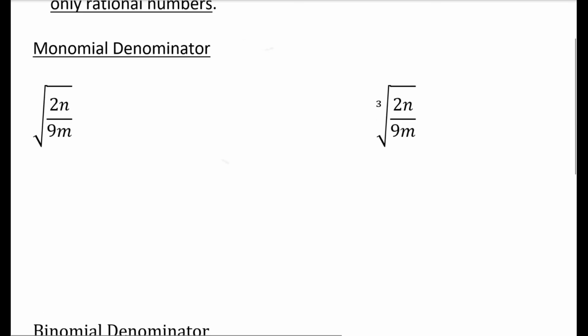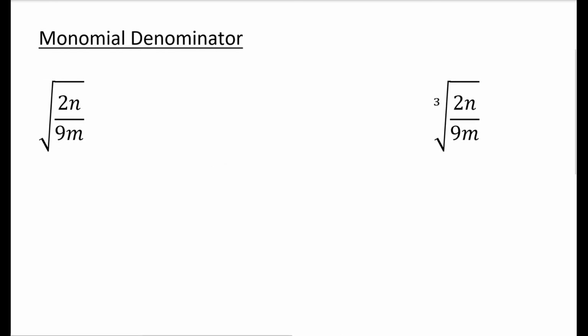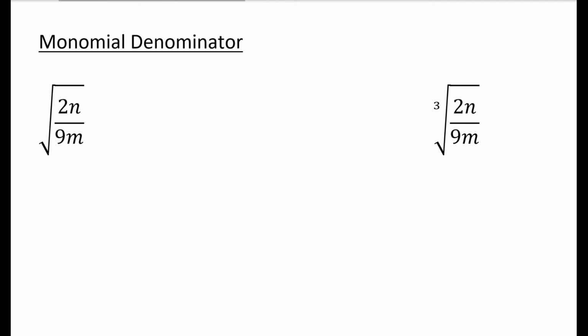So for the monomial denominator, I'll give you a couple examples here. Notice that the index here is an invisible 2, so I'm going to use the quotient property that I mentioned earlier and split this up into two radicals like this. And I don't have to write the 2 there anymore. So we have the square root of 2n and then the square root of 9m. You may recall that this is one of the properties that you can split the radical in the top and the bottom. So now what we want to do is get rid of the radical on the bottom. So we want to rationalize.